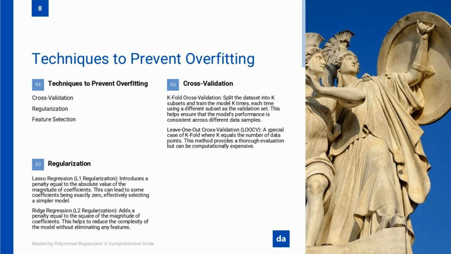By applying these techniques, it is possible to build a polynomial regression model that captures meaningful relationships without falling into the trap of overfitting. The key is to balance flexibility and simplicity, ensuring that the model generalizes well to new data while maintaining accuracy. In the next section, we will explore how to evaluate polynomial regression models using performance metrics such as mean squared error and R-squared to ensure the model's effectiveness.